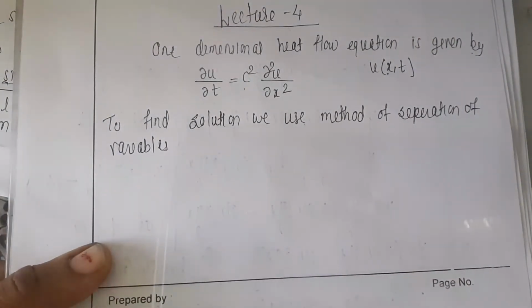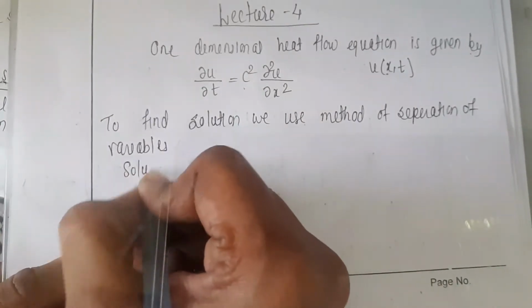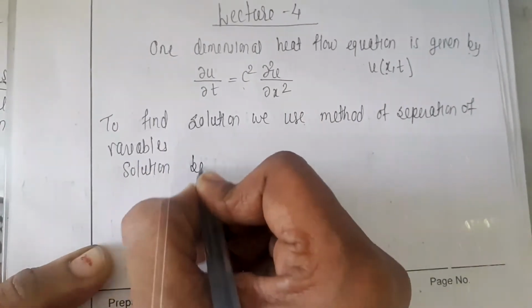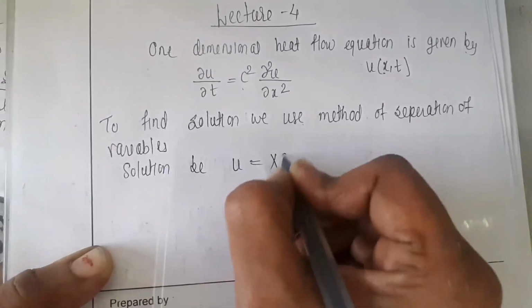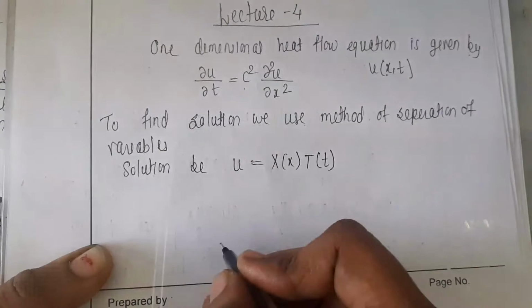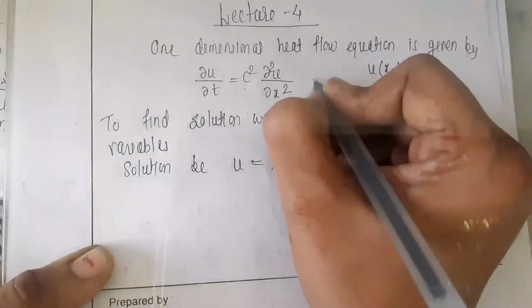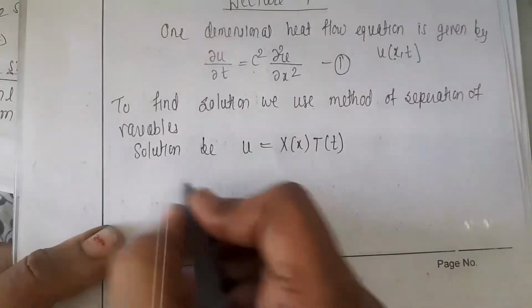So first, by using the method of separation of variables, consider u as X into T. We are assuming the solution u is equal to X multiplied by T, where X is a function of x and T is a function of t. Now if u is equal to XT, we put it in equation number 1.